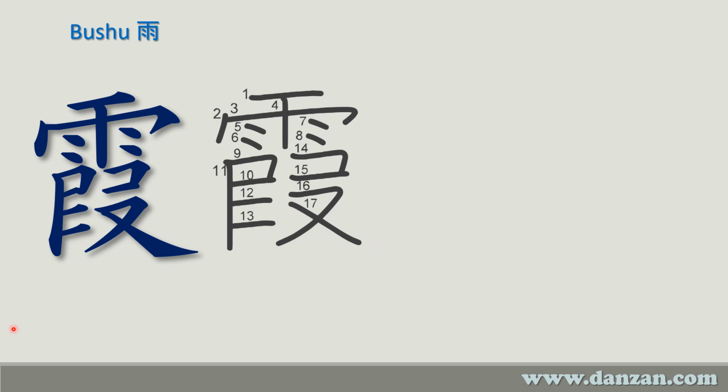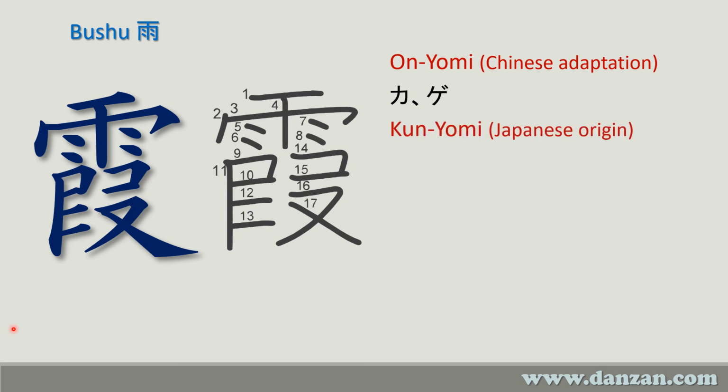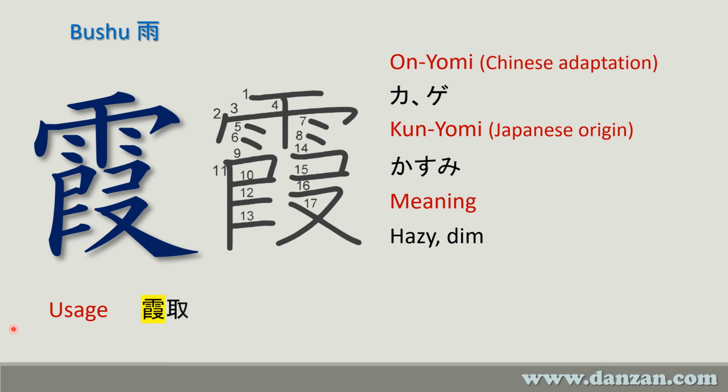Okay, so how do we first off say this word? It can be read as ka or ge. More familiar to many readers, we write it as kasumi. And what it means is hazy or dim, or to become hazy, or to be dimmed. And the primary usage we see in Danzanru is this one, kasumidori, which is an advanced technique.